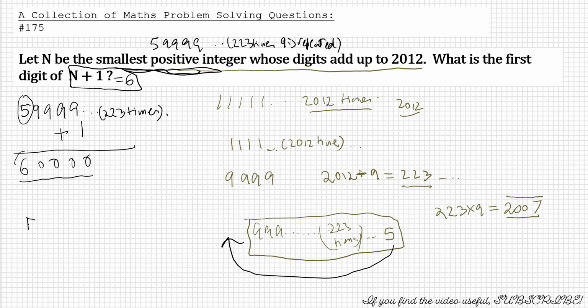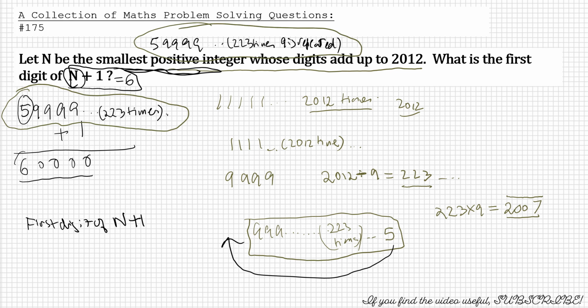So we write the first digit of n plus 1. n is this number: 5 followed by 223 nines. When you do n plus 1, you would get 6 and 223 zeros. So the first digit of n plus 1 would equal 6. And that's the answer.